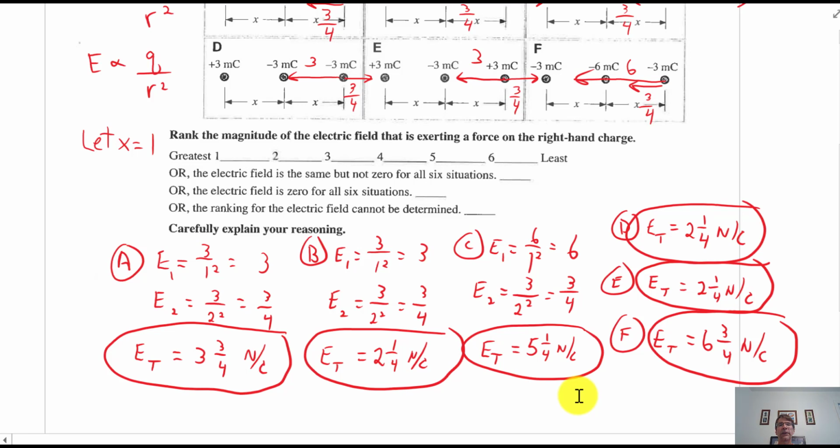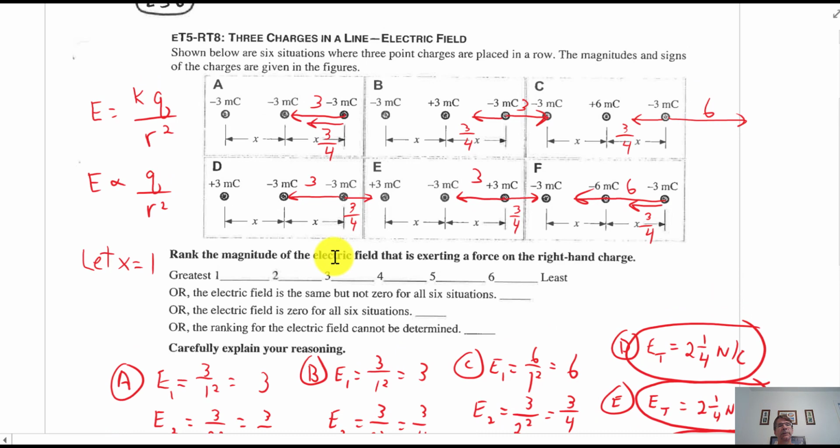So I just go through that same argument for all 6 scenarios. In scenario D, it's a 3 to the left, but the only thing that's different between A and D is that in D, this is a +3 right here. So instead of the arrow pointing towards a negative, it's away from the positive. So it's a 3 to the left for the middle charge, like in part A, and a 3/4 to the right, 1/4 of that, but in a different direction.